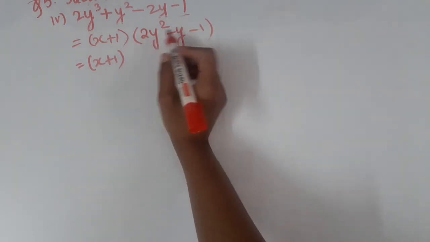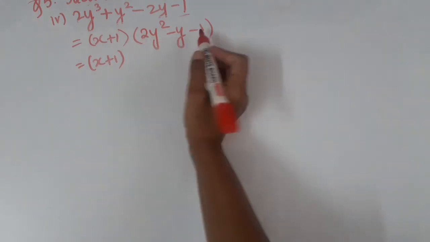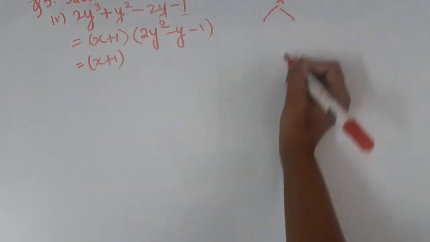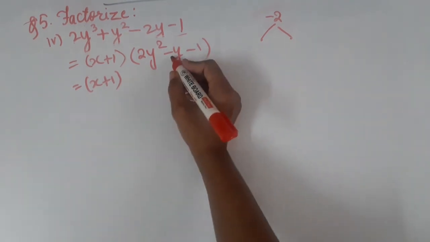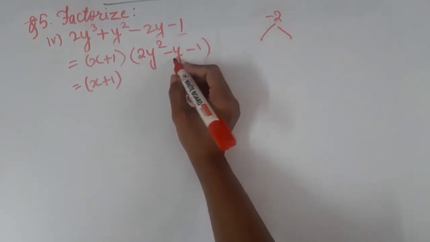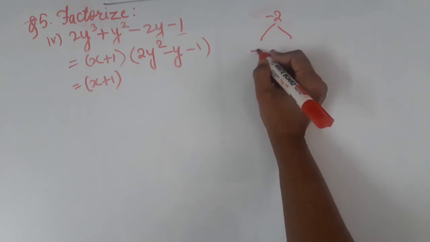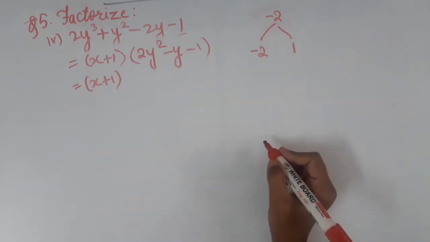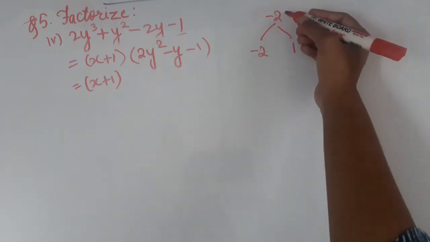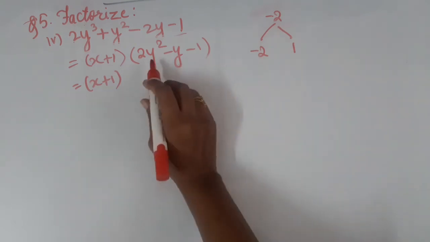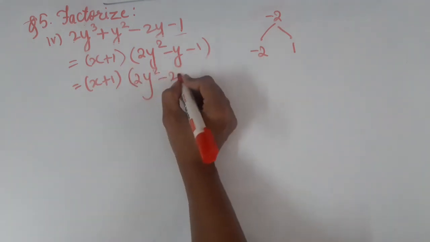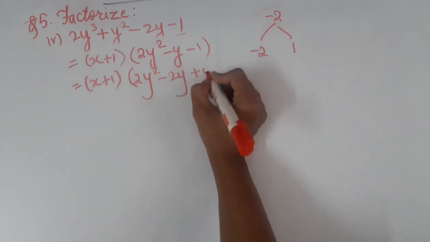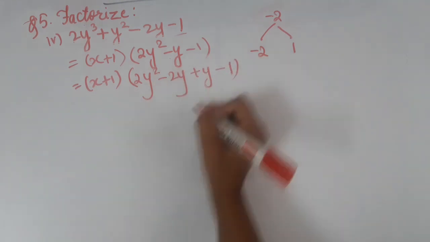So first step, multiply the extreme terms. 2 into minus 1 I will get minus 2. Now find factors of minus 2 whose product is minus 2 and sum is minus 1. So that will be minus 2 and plus 1. Minus 2 into 1 I will get minus 2, and minus 2 plus 1 I will get minus 1. So split the middle term: 2y square minus 2y plus y minus 1.